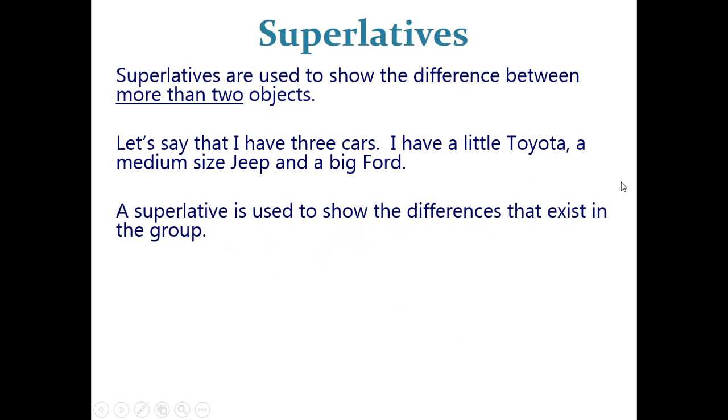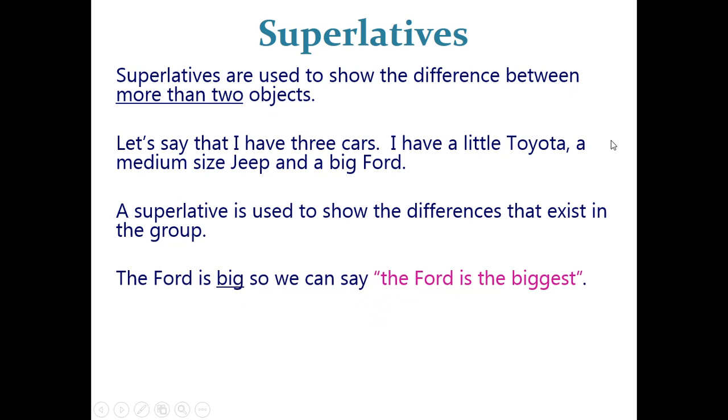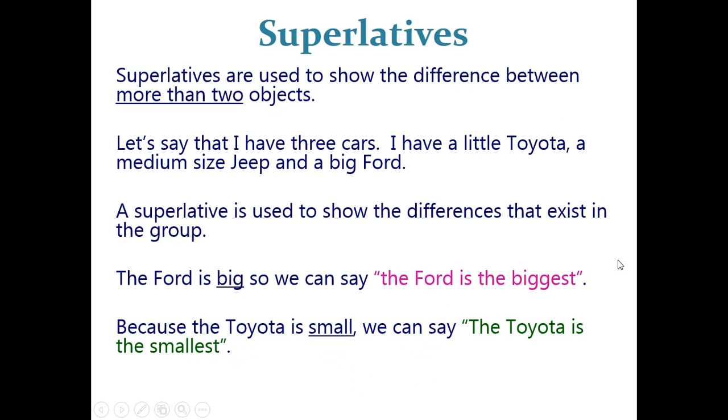If I was going to use the superlative to show the difference that exists between the group, I would have it just a little bit different. Since the Ford is the big one, I would say the Ford is the biggest. So I'm adding the EST ending on the end of it, the biggest. If I was talking about the Toyota, since that is small, then we would say that the Toyota is the smallest, EST.